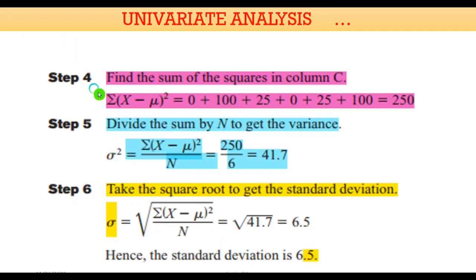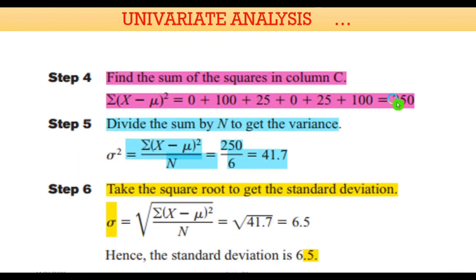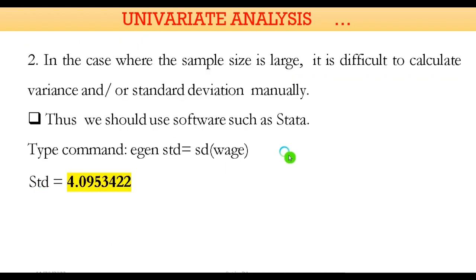Step 4, find the sum of the squares in column C. Column C means this one. You can sum it, 250. Step 5, divide the sum by n to get the variance. This one is the variance. The last step is to take the square root to get the standard deviation. This is manually possible if the sample size is small. But if the sample size is very large, it is impossible.